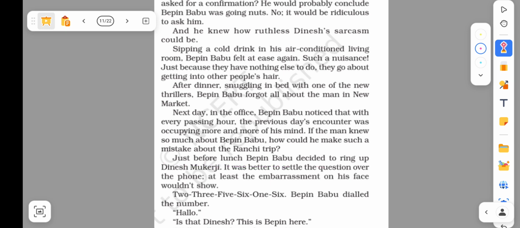Okay. Just before lunch, Bipin Babu decided to ring up Dinesh Mukherjee. Then he made up his mind that okay, I need to talk with Dinesh. It was better to settle the question over the phone, at least the embarrassment on his face wouldn't show. So he wanted to talk with Dinesh on the phone because he just didn't want a face to face meeting with Dinesh, or otherwise the embarrassment he would have on his face after that conversation, he just didn't want to show it to Dinesh. That's why he thought to talk with him on the phone only.